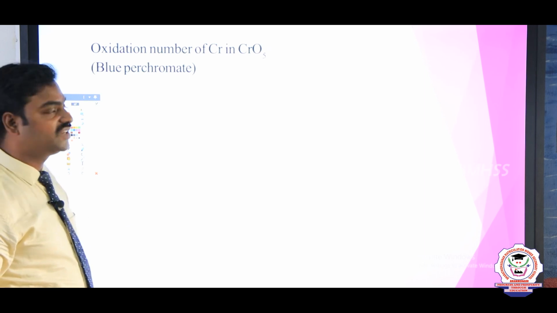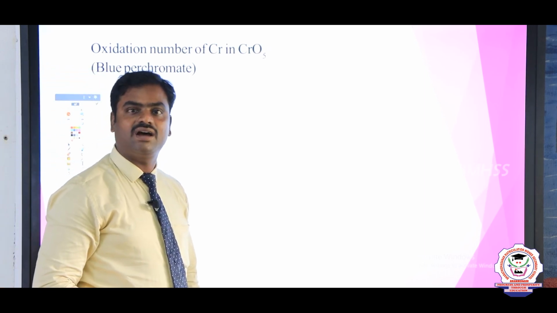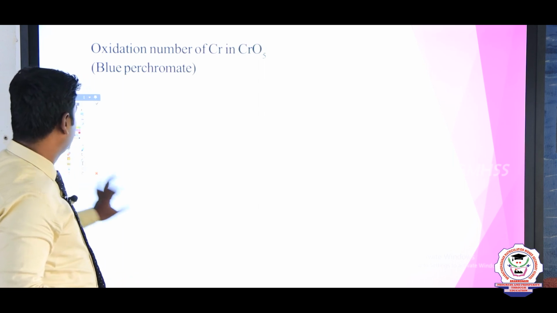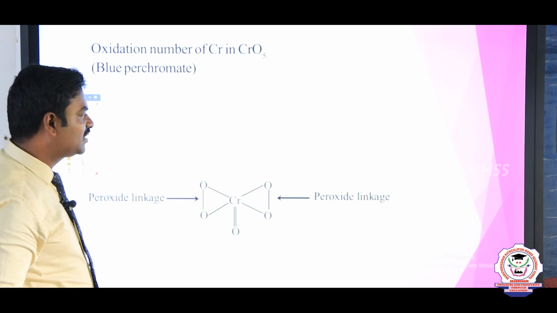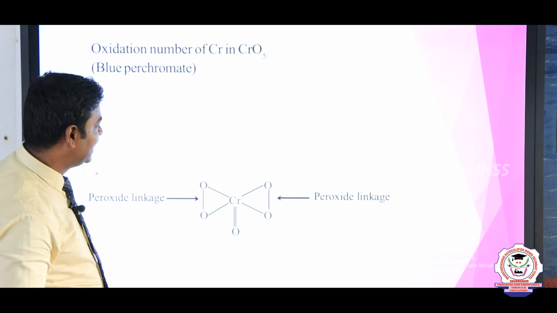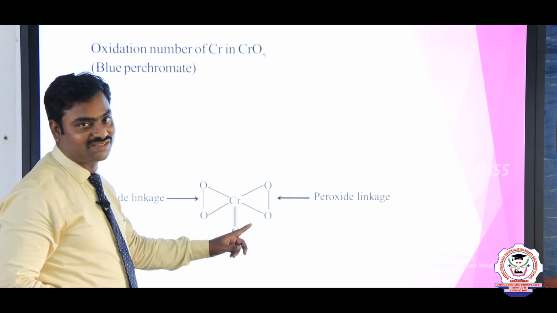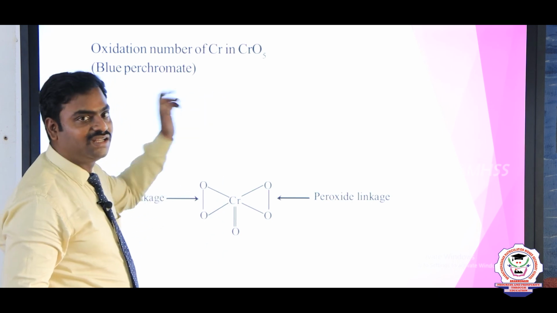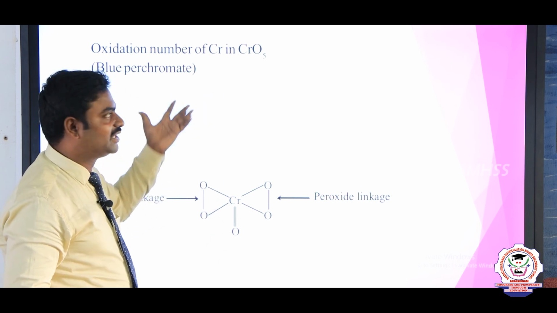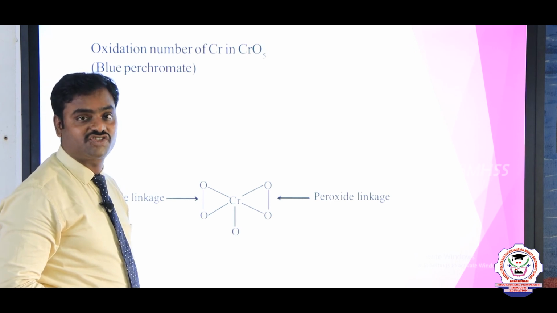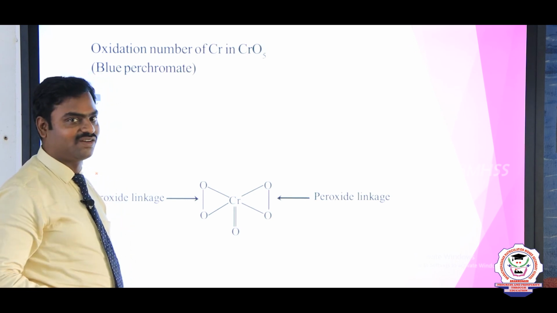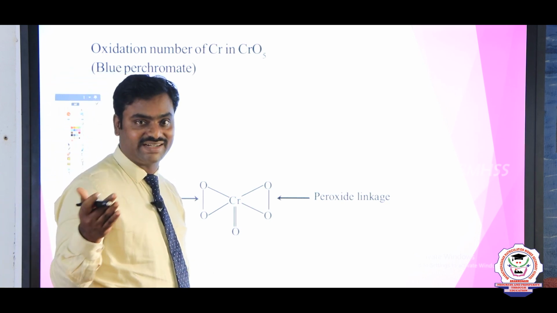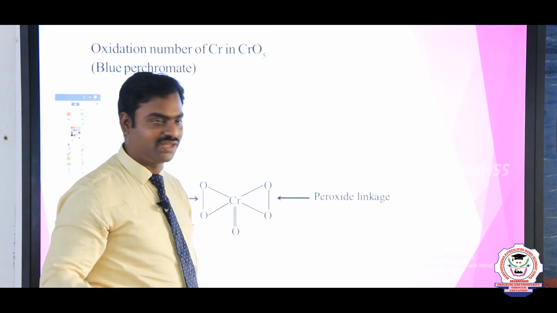Next compound, oxidation number of chromium in CrO5. So first, what is the structure? Perchromate. Here also you can see 4 peroxide oxygens are available and only 1 oxide is available. So if you calculate it in our usual method, it will give plus 10 as the oxidation state for chromium. That is wrong, because chromium can show the highest oxidation state of plus 6, not beyond that. Okay.